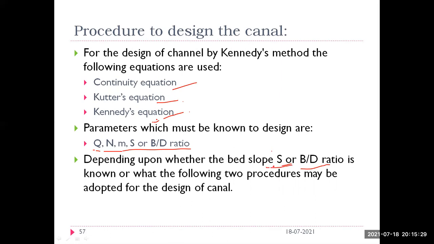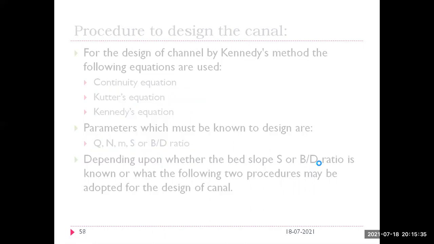So if bed slope is given, the procedure is different, and if B by D ratio is given, then the procedure is different. So let us see the first case, when Q, N, M and SC is given. That is nothing but discharge, side slope and CVR and the bed slope. When the bed slope is given, what is the procedure?